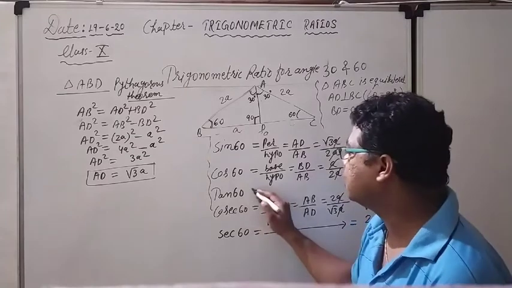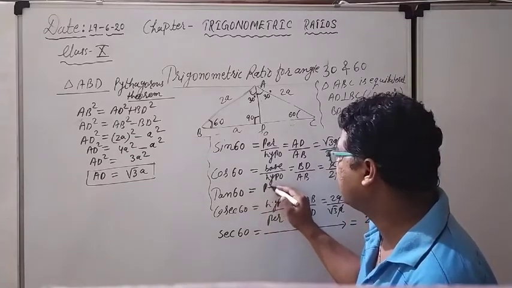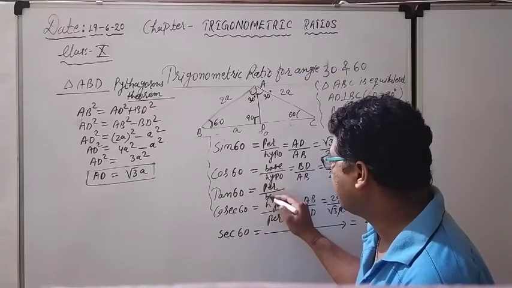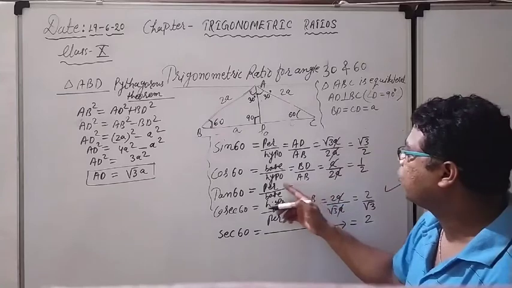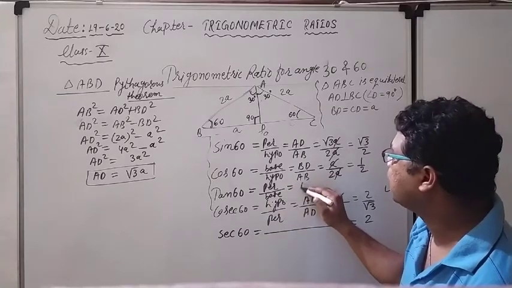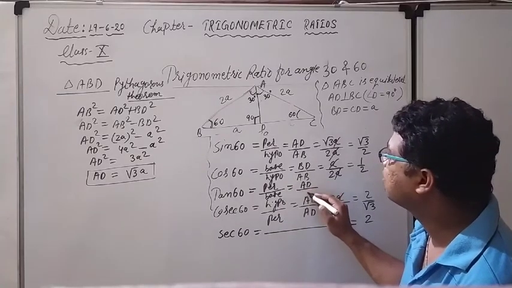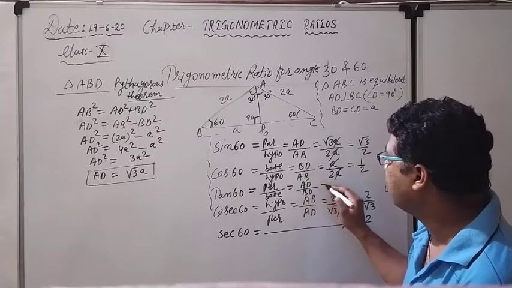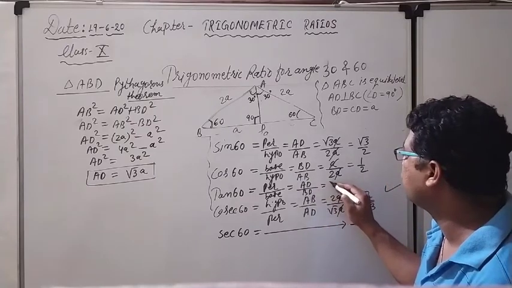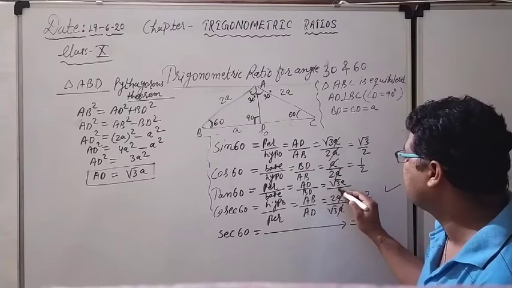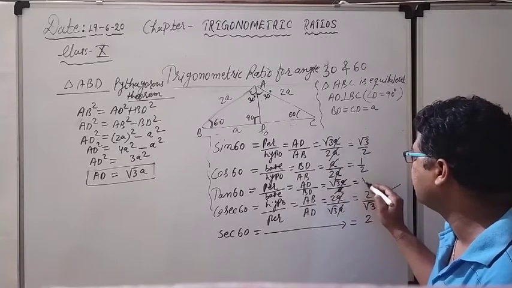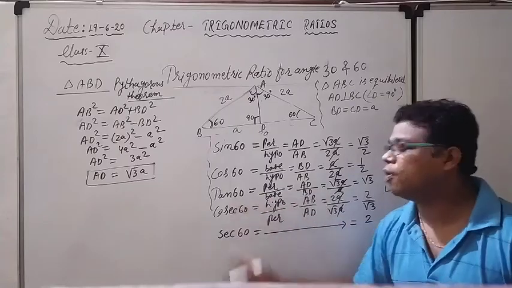Right now, see for tan 60. What is tan 60? Perpendicular upon base, that is the value of the tan ratio. What is the perpendicular? You can see AD. What is the base? BD. AD is equal to root 3a. BD is equal to a. So a and a are going to be cancelled, so root 3.